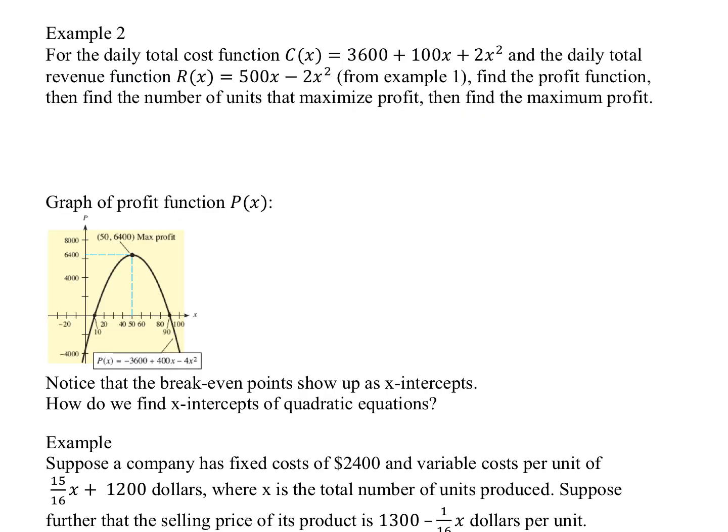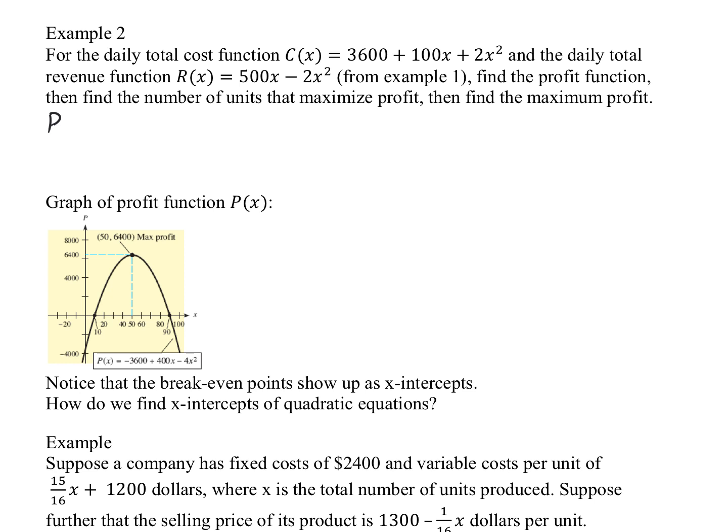What we are looking at here is these instructions at the top. We have a daily total cost function, which was the same as the previous examples. We have this revenue function, same thing as the previous examples. The instructions this time are we want to find the profit function. After we find the profit function, then we want to find the number of units that will maximize profit and then find the maximum profit. Let's go ahead and begin, though, by finding that profit function.